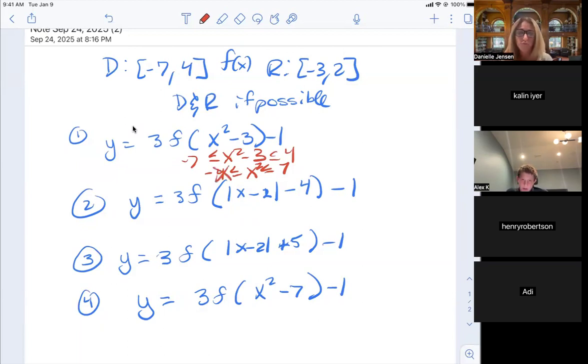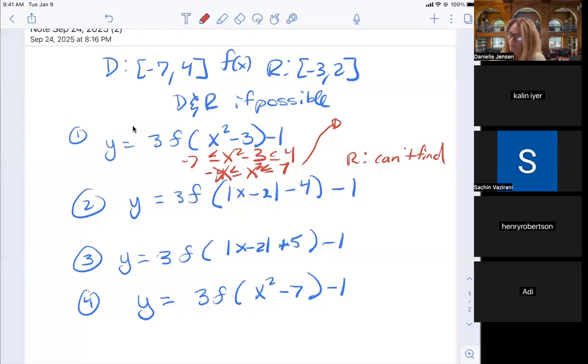Exactly. Once I find myself doing that, before I even get to the domain, I'm going to say range, can't find. Then I need x squared to be less than or equal to 7. So what does that mean for the domain? You could say x is between negative root 7 and root 7. You got it. If the squared is less than or equal to 7, then it's between negative root 7 and positive root 7, and that's your domain.